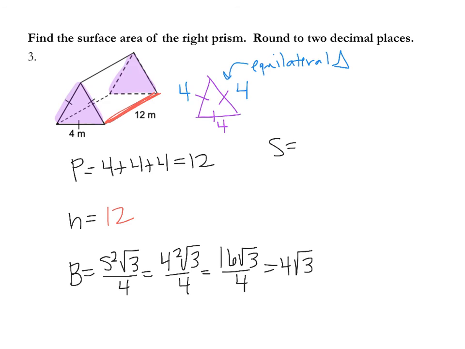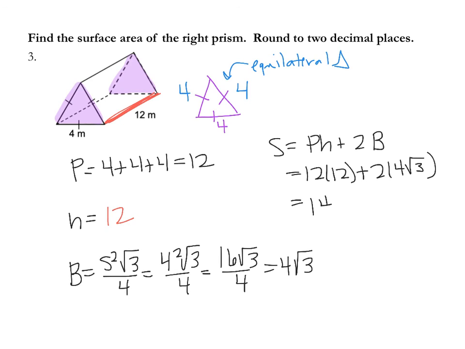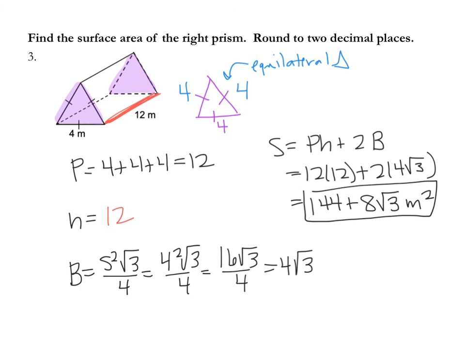So then to find the surface area, I'm going to write the formula out since we don't have it on this page. It's PH plus 2B. That's going to be 12 times 12 plus 2 times 4 radical 3. We get 144 plus, you can multiply those outside numbers. 2 times 4 is 8. But then I need you to be careful here. The 144 doesn't have a radical 3. The 8 does have a radical 3, so you cannot combine any further. We're going to stop right here and leave this as our answer. It's 144 plus 8 radical 3 meters squared.